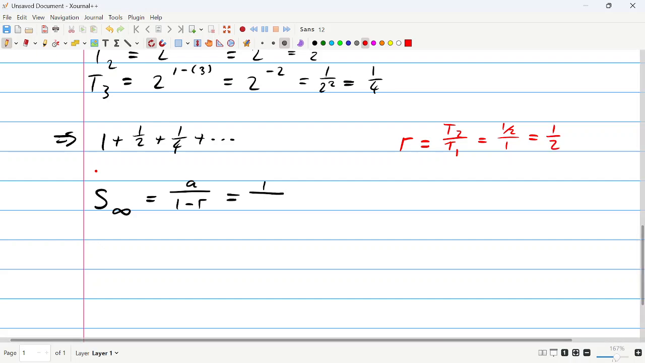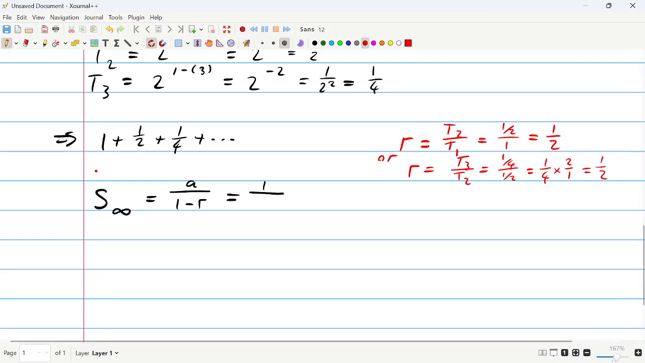And what do you notice? Okay, let's actually just verify this also with term 3 over term 2, just so we know what we're talking about here. So it'll be 1 over 4 divided by 1 over 2, which is the same as flipping and multiplying, which is 1 over 4 times 2 over 1, and that's just going to be equal to a half. So clearly, R is going to be the same as 0.5. And what does this tell us? We'll get to that later. But R is equal to a half, okay?